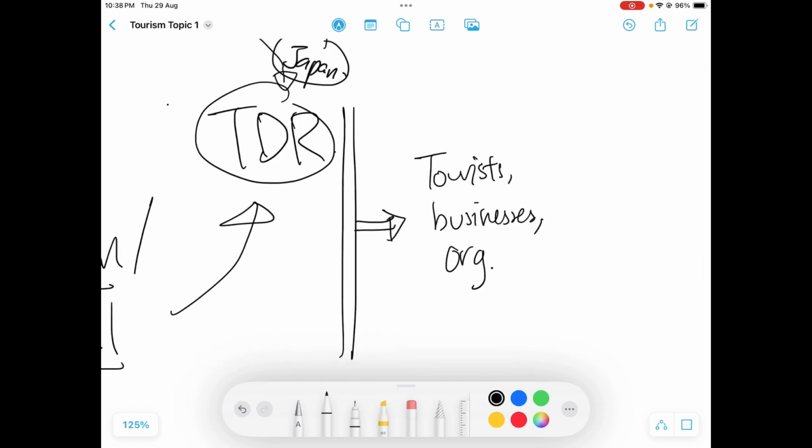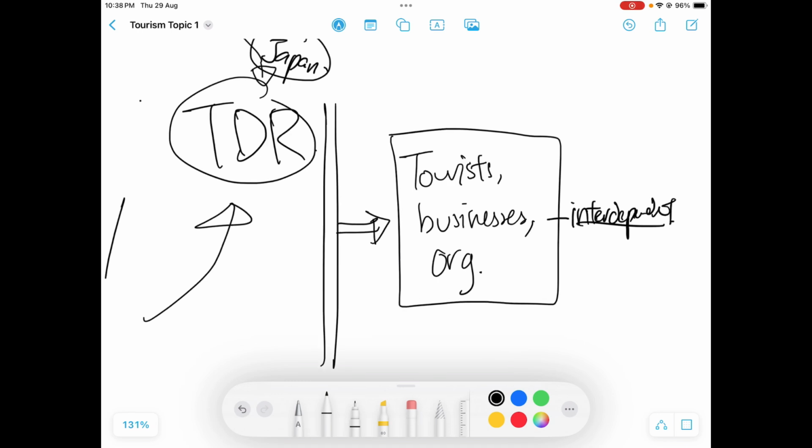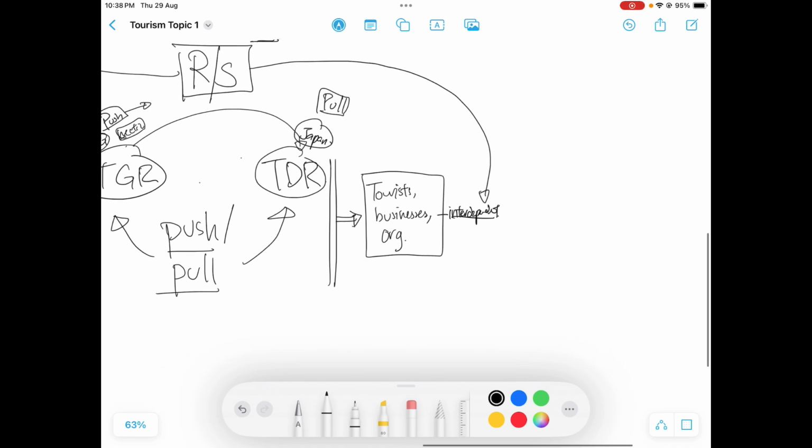Okay, so this relationship over here between tourist, business, and organization, they are actually interdependent. Why do you say that? Okay, so interdependency is a kind of relationship. Alright, so how do I want my students to see it visually? Could be perhaps something like this.